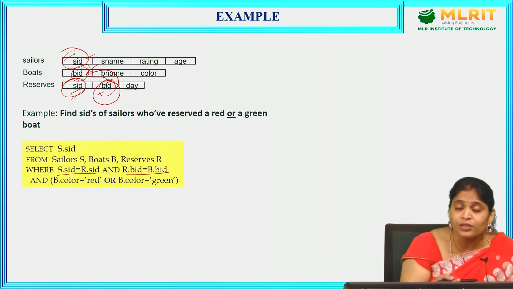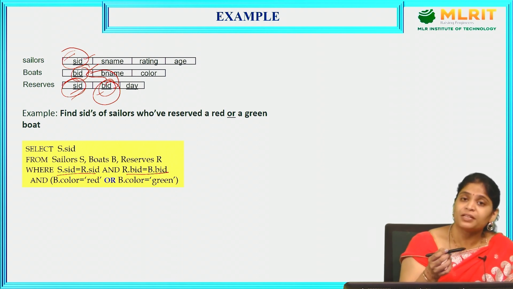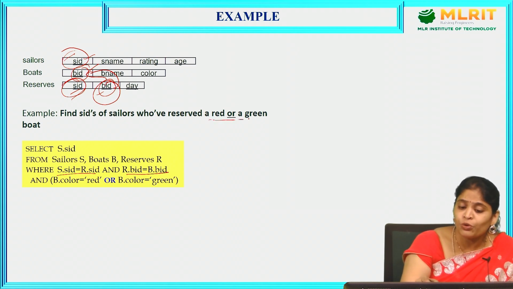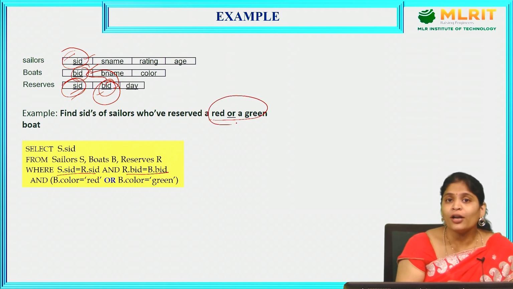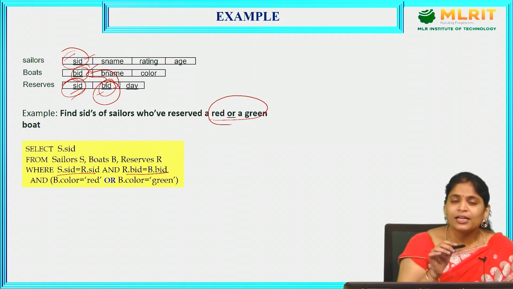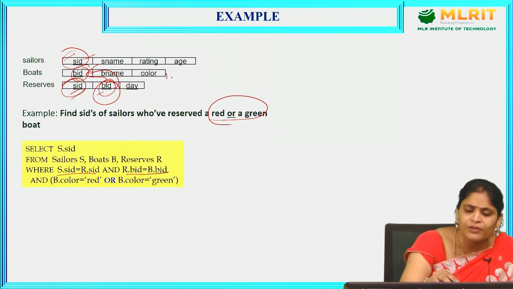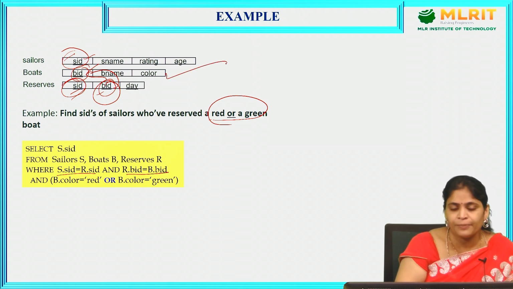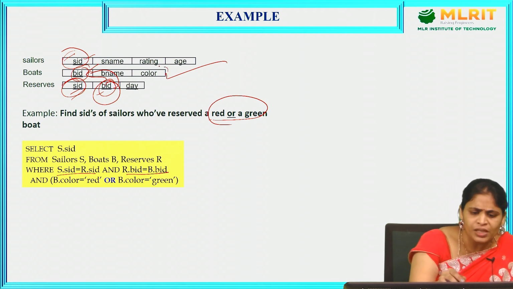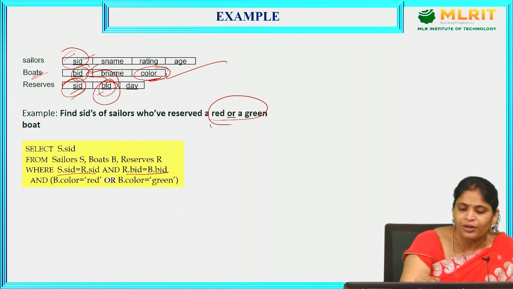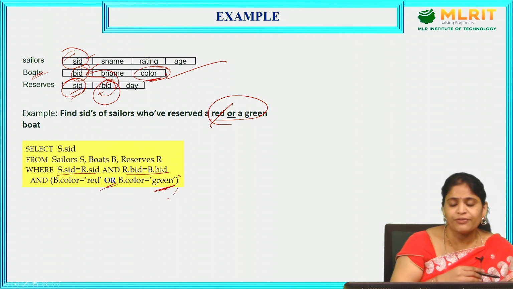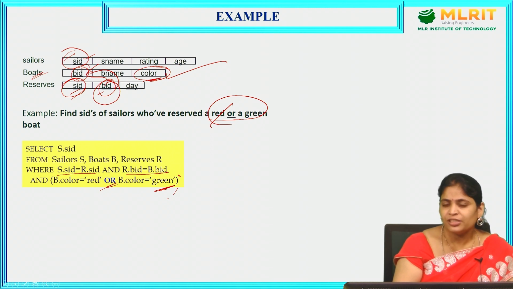And one more thing, I have to represent the condition here, who have reserved red or green boat, the color. Color has been represented only in which table? Boats table. So, here B.color is equal to red or B.color is equal to green. So, this is one way of representing the query.